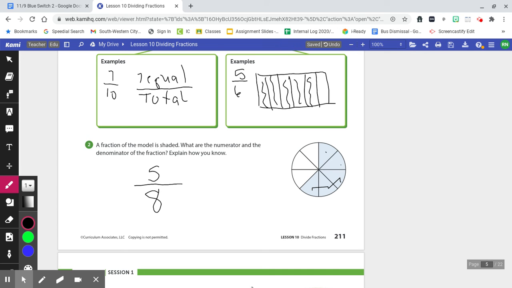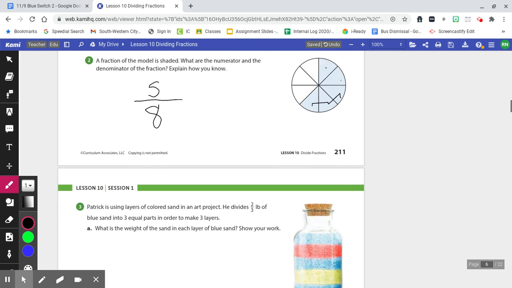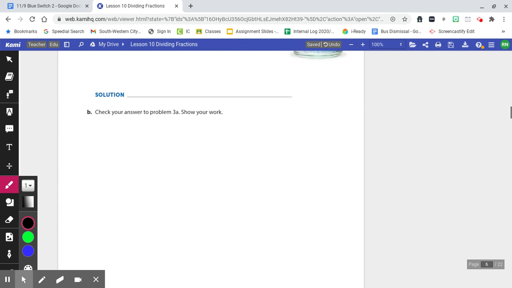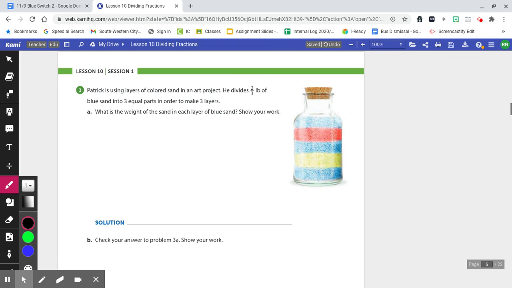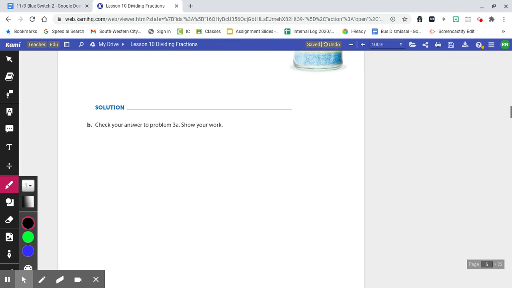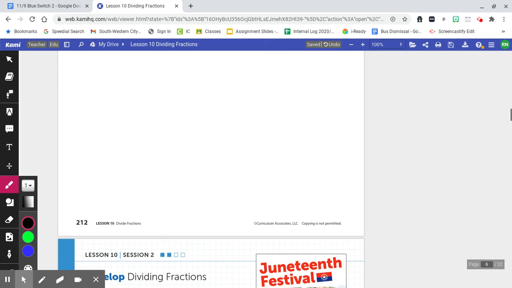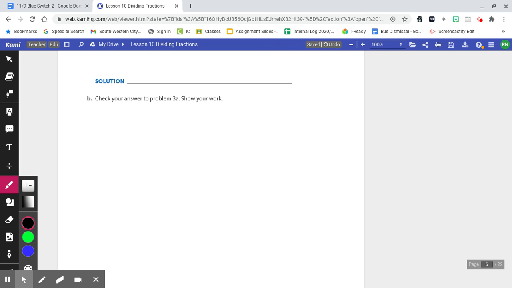So then the next thing you are going to do, you are going to complete this next page by yourself. And that is page 212. Make sure you show your work. Check back with the Google Classroom to see if you had any other assignments.